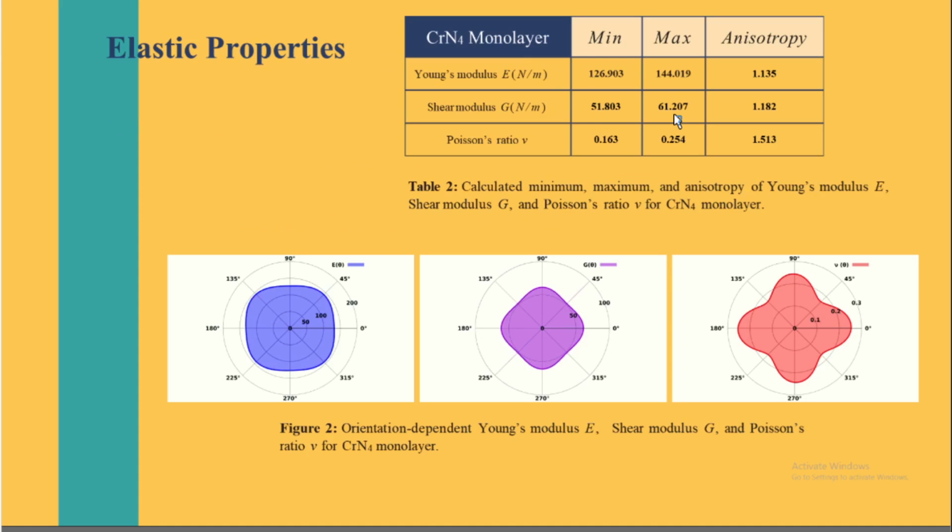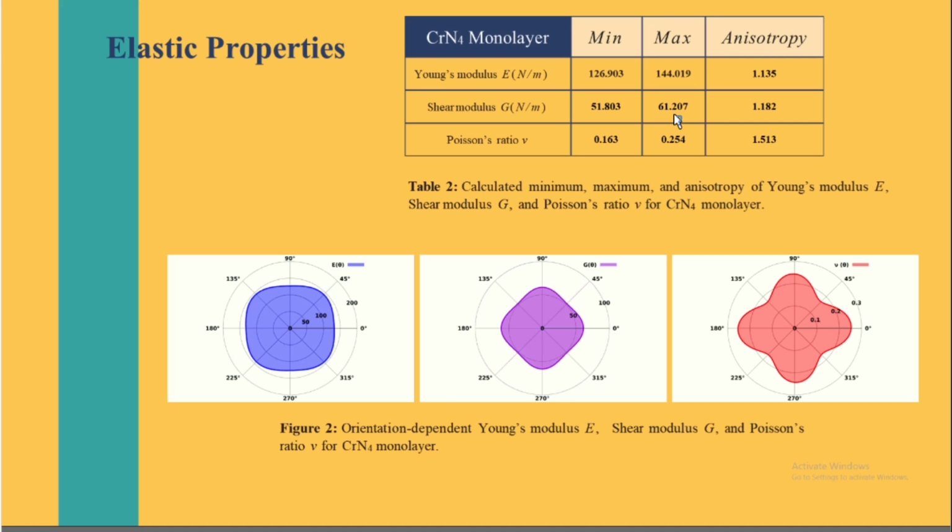So we move now to elastic properties. Table 2 shows the minimum, maximum, and anisotropy of Young's modulus E, shear modulus G, and Poisson's ratio mu. As we can see, these moduli show a maximum stiffness of 144 newton per meter, and it is an anisotropic material. In other words, its elastic properties are orientation dependent.